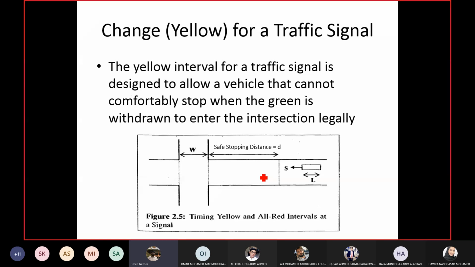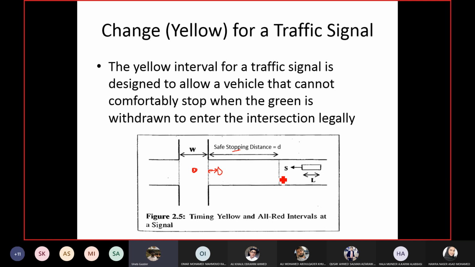The driver who doesn't have enough distance from the stop line to stop shouldn't try to stop. Because if, for example, somebody is here, and he tries to stop in yellow, he will stop here. The distance between him and the stop line is too short. So even if he tries to stop, he will end up stopping here, which is dangerous. So anybody who has distance equal or less than the stopping distance should not stop at yellow.